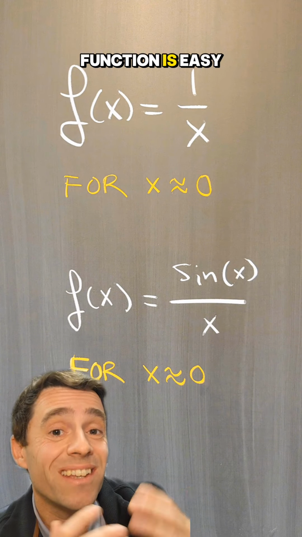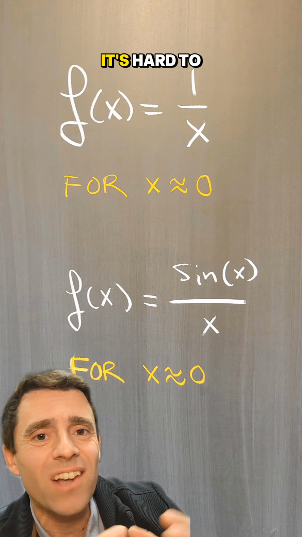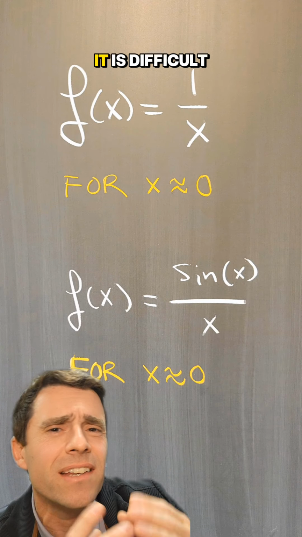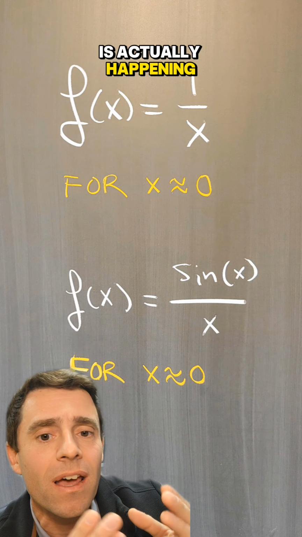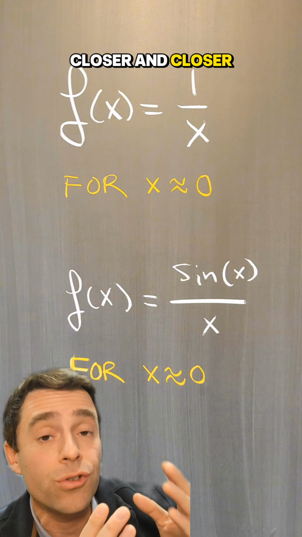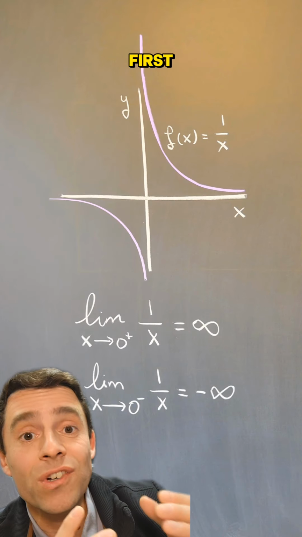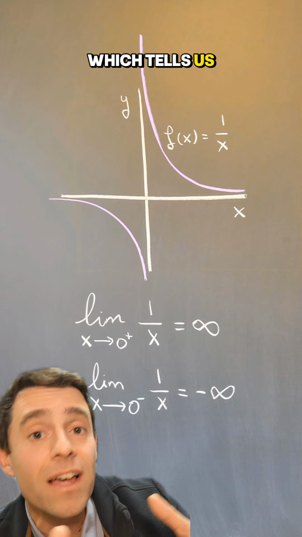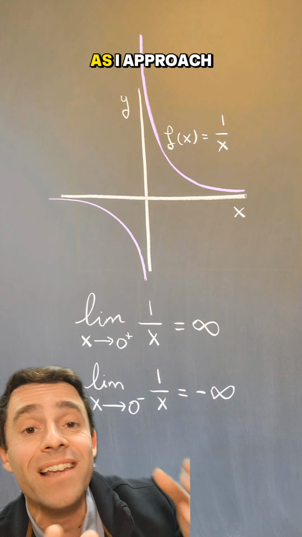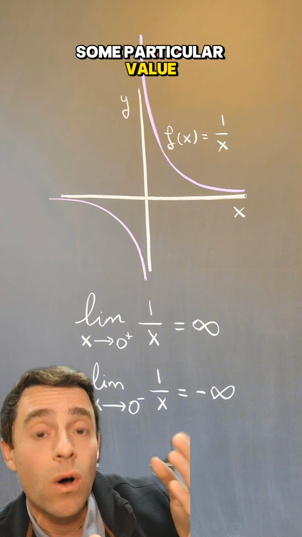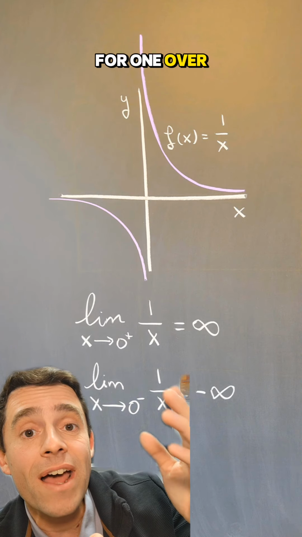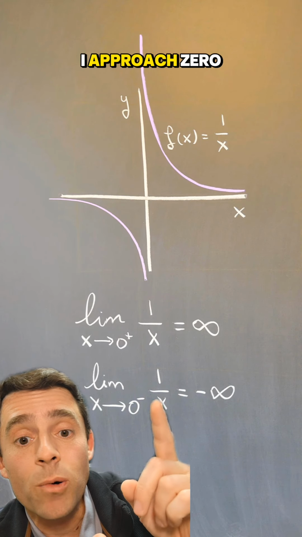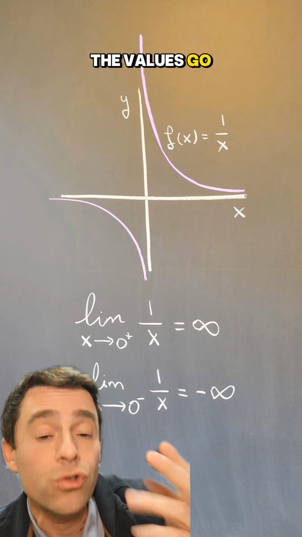But not every function is easy to graph because for some functions, it's hard to tell what's happening at certain points. For example, for these two functions, it is difficult to tell what is actually happening as x gets closer and closer to 0. And that brings us to the first and perhaps the most fundamental concept in calculus, which is that of a limit, which tells us what happens to the values of a function as I approach some particular value of x. So for example, for 1 over x, as I approach 0 from the right, I get to infinity, but when I approach 0 from the left, the values go to minus infinity.